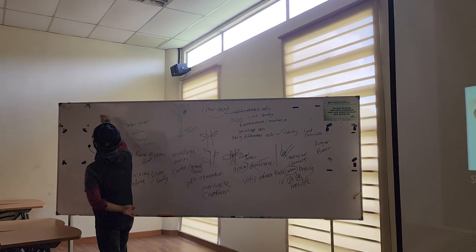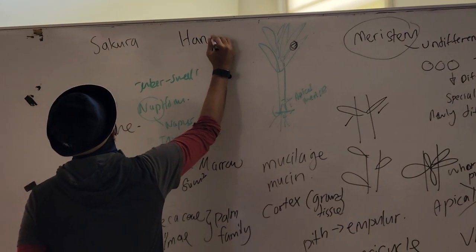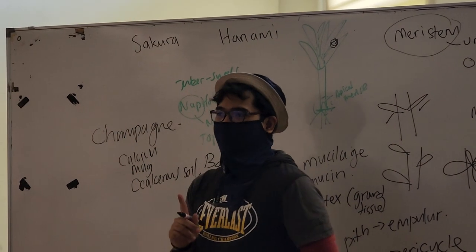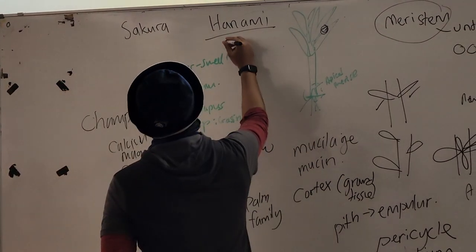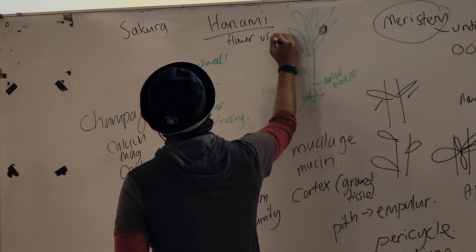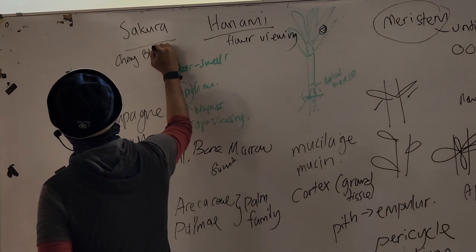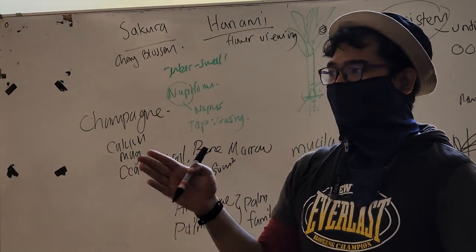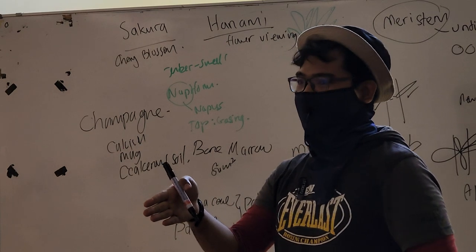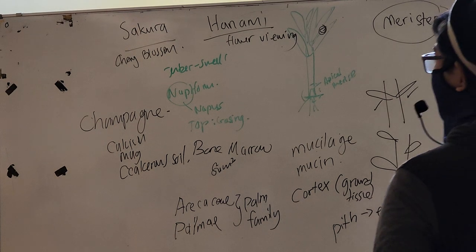That's two words, two terminologies here. We got sakura and also hanami. In Malaysia, we don't have sakura, but we have hanami. Hanami is the flower viewing. Sakura means cherry blossom. Sakura is actually a cherry tree, which belongs to the same family as the apple. Apple is the cousin of sakura. So when you see all the trees that people call sakura along the roads, that's actually tebubuya.